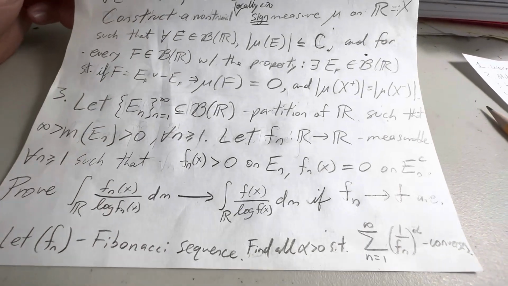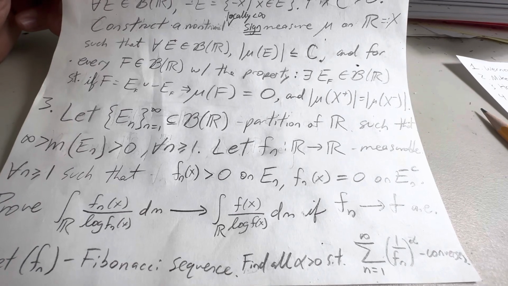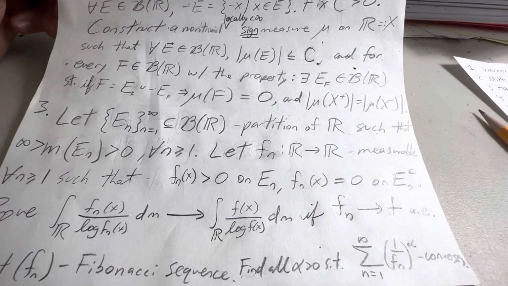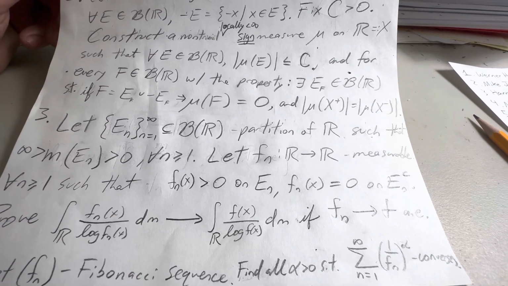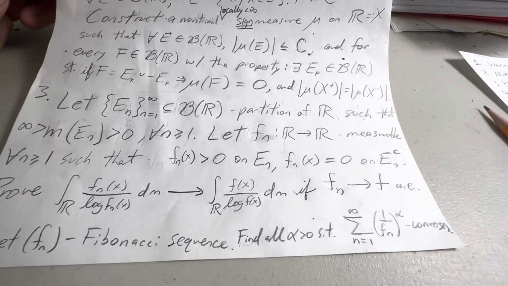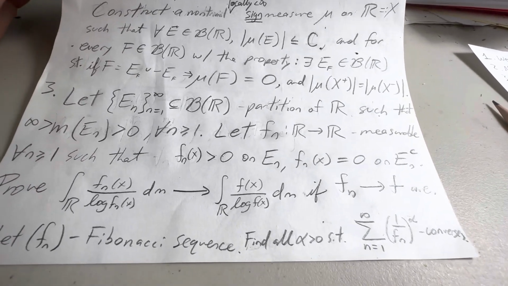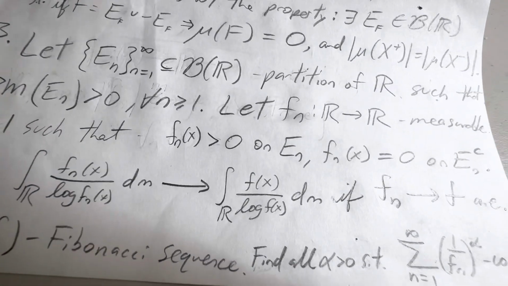So what does number 3 say? We have a partition on R. The measure of each set is positive and finite. Fn is a sequence of functions such that Fn is only positive on En and 0 everywhere else. If Fn converges to F almost everywhere, then prove that the sequence of integrals converges to this integral.